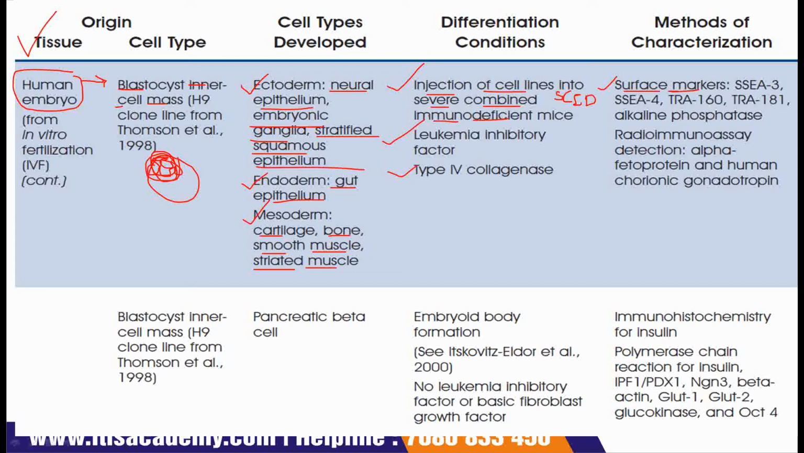Surface markers are a type of proteins present on the surface of any cell or tissue, and they can be used as identification markers because they have the ability to bind to fluorescent molecules or other proteins. So here in this case we will use surface markers like SSEA3, SSEA4, TRA-1-60 and 81, and also alkaline phosphatase. Phosphatase, as the name indicates, has the ability to remove a phosphate group.